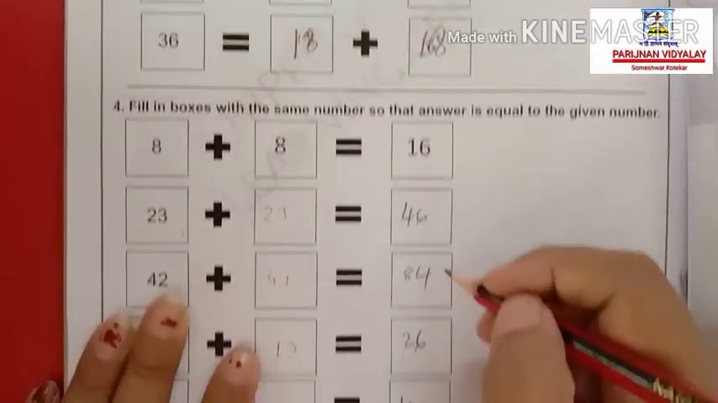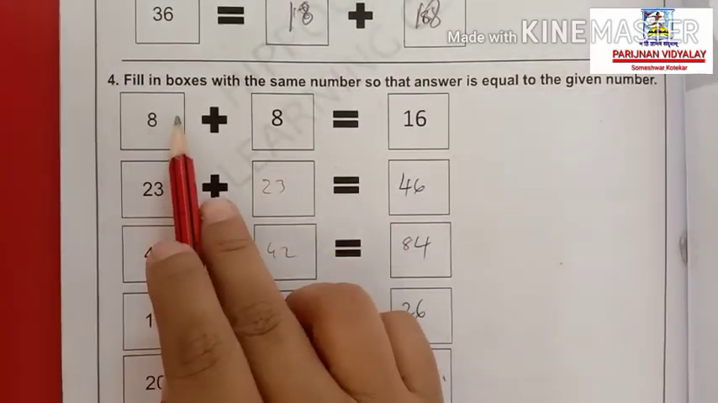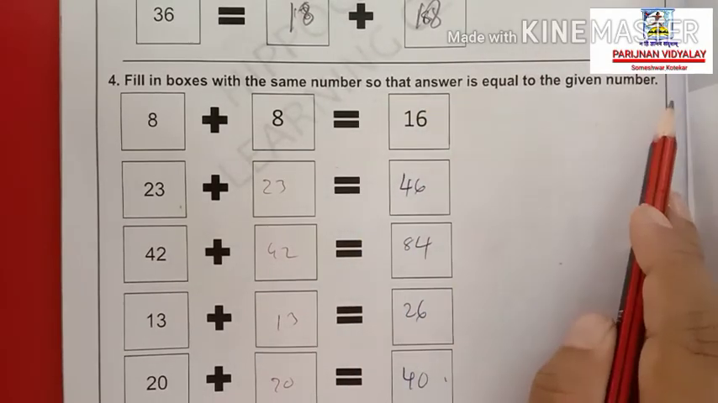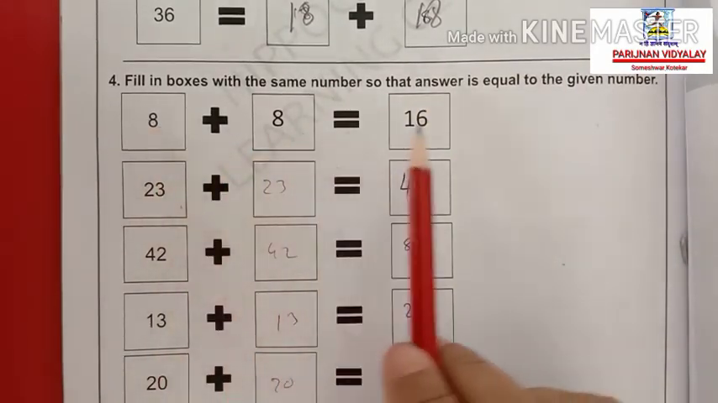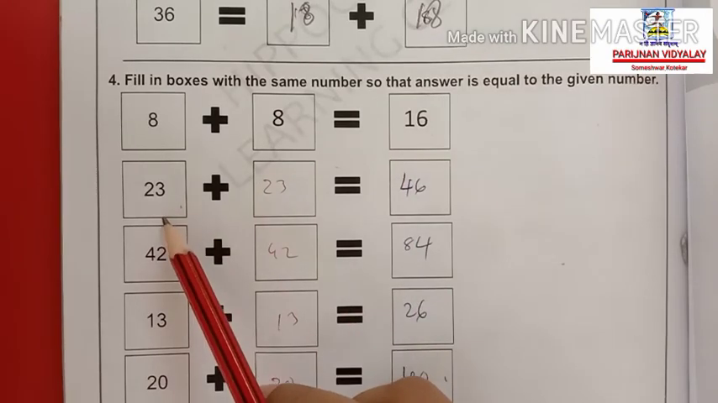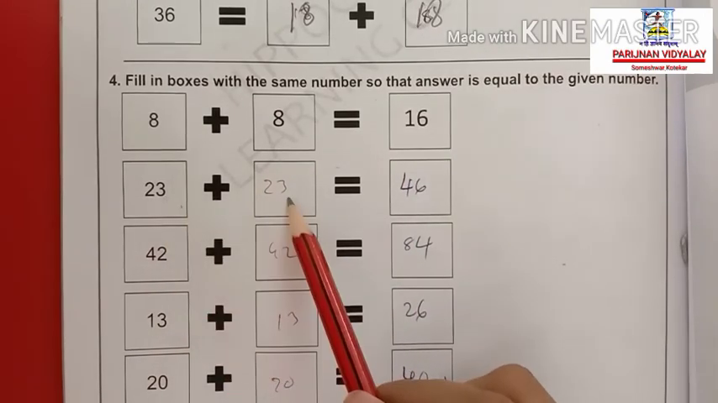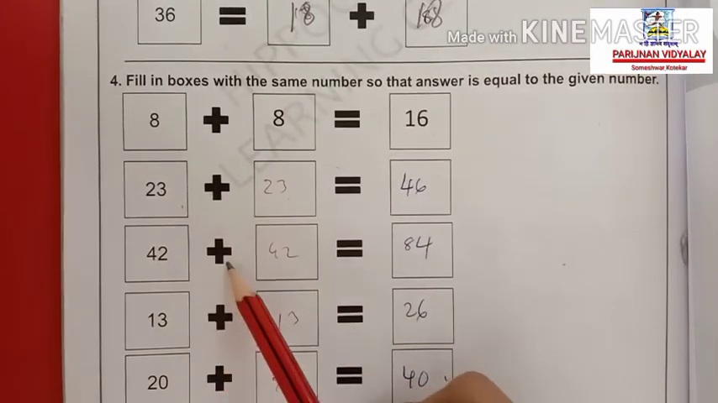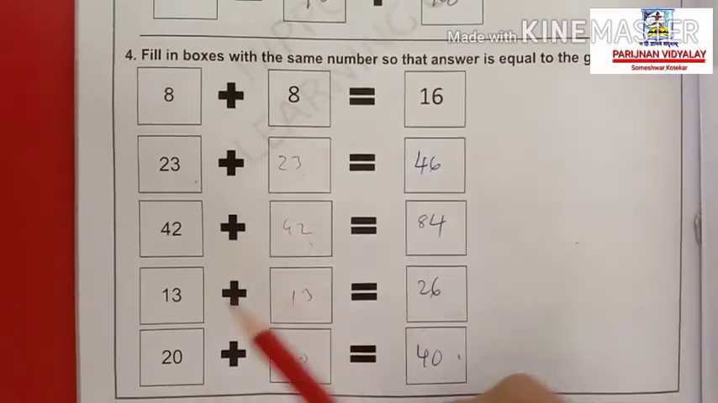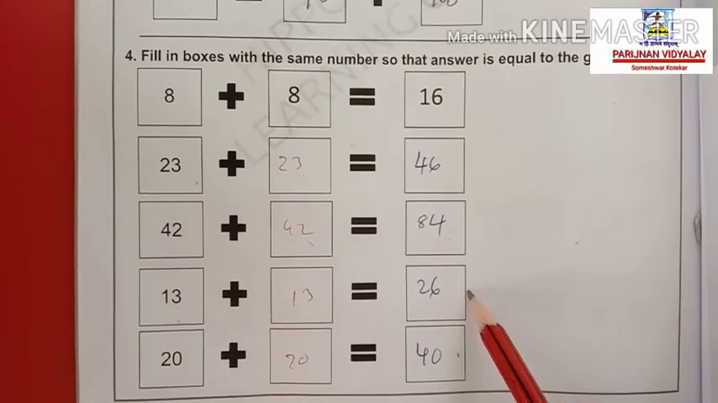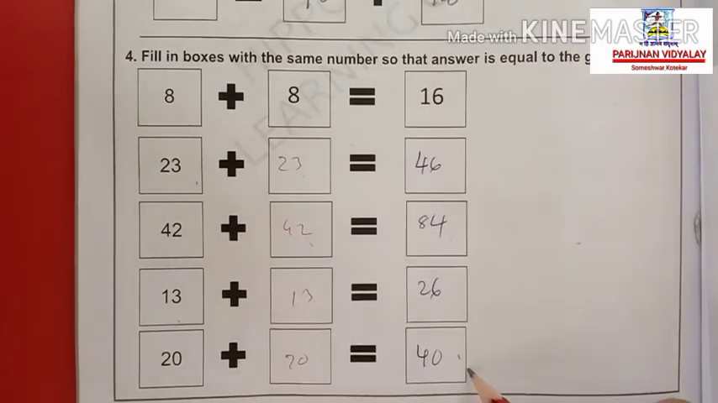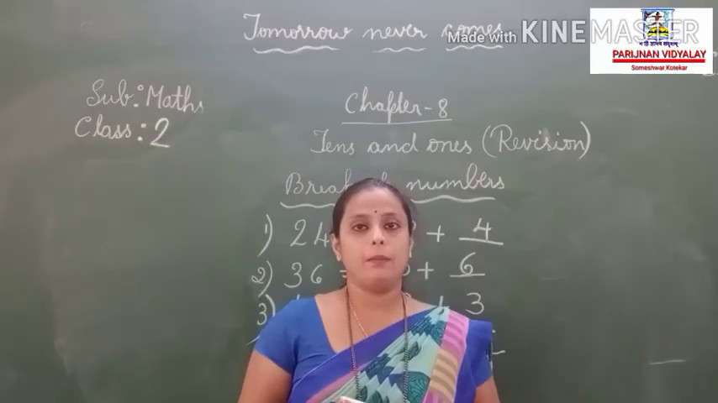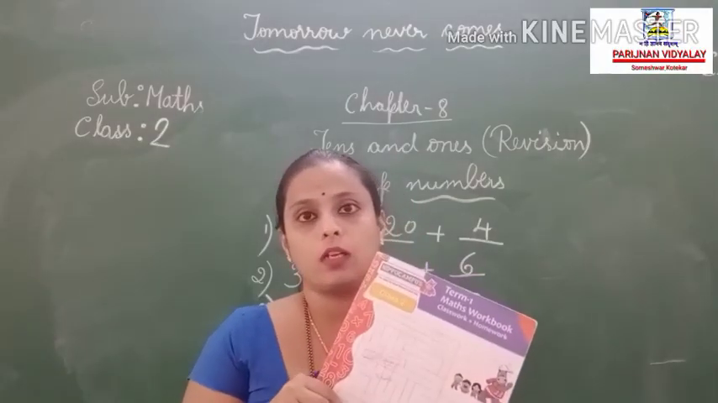Next, look at the next one. Fill in boxes with the same number so that answer is equal to the given number. 8 plus 8 is equal to 16. Here it is first number. 23 plus 23 is equal to, write the answer. 42 plus 42 is equal to. 13 plus 13 is equal to. 20 plus 20 is equal to. Kindly complete this page. Kindly complete your maths workbook.